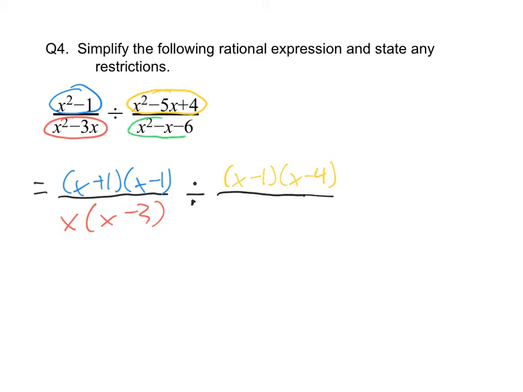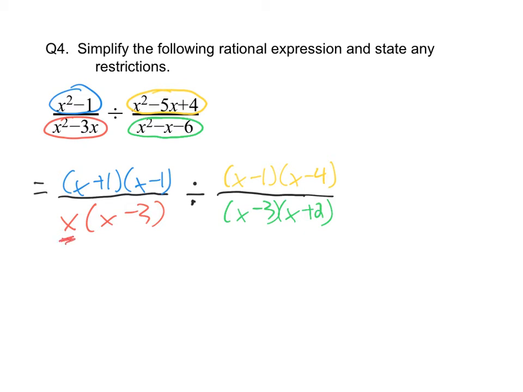And now let's look at the denominator of this second fraction. And this is going to factor into x minus 3 times x plus 2. All right, before we go any further, let's look at any non-permissible values.